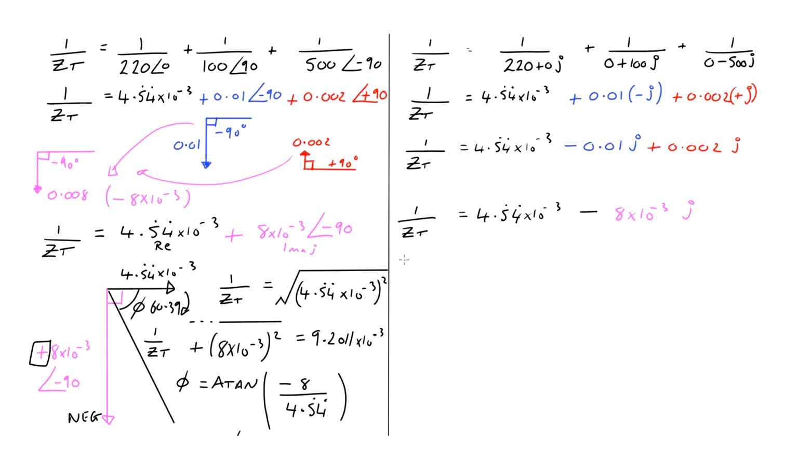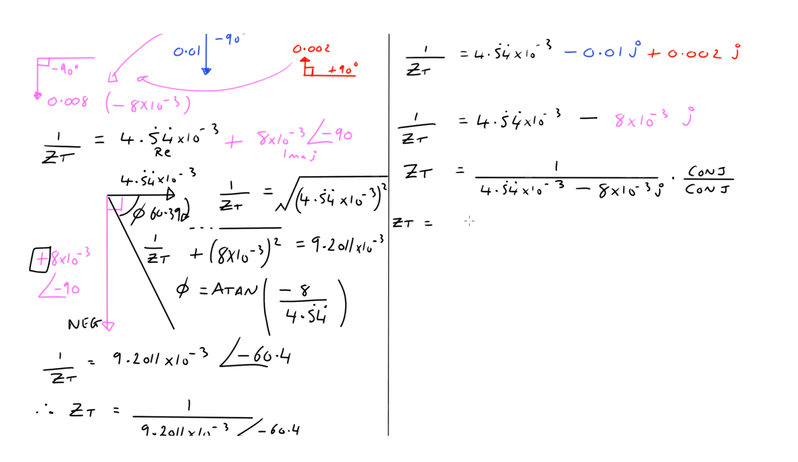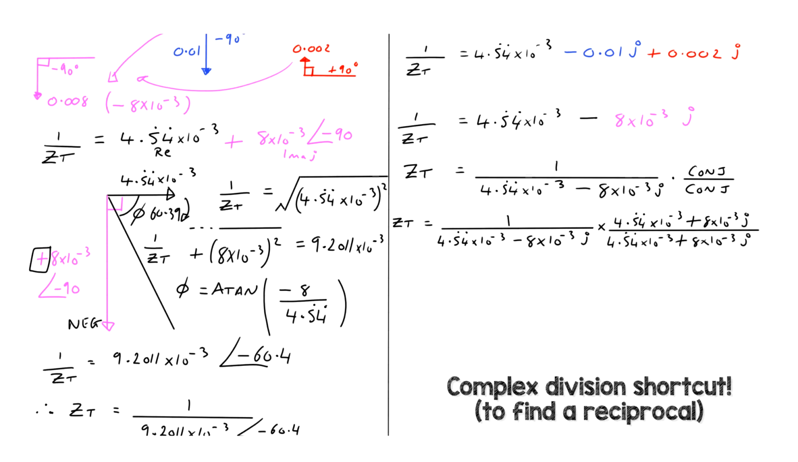Then back to rectangular. ZT will be the reciprocal of 1 over ZT. So that's 4.54 recurring times 10 to the minus 3, which is the real part, minus 8 times 10 to the minus 3j, which is the imaginary part. But as we said earlier, we have to multiply by the conjugate of the denominator divided by itself. So ZT is equal to what we just had times the conjugate of the denominator. So instead of minus 8 times 10 to the minus 3, it becomes positive 8 times 10 to the minus 3j.